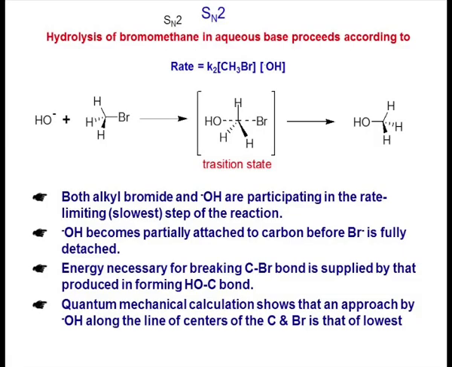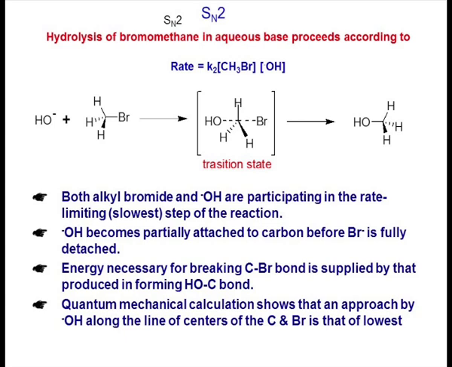So, SN2 hydrolysis of bromomethane in aqueous base proceeds according to the rate = k[CH3Br][OH minus]. Let us take an example. Is it so? How does it happen? CH3Br when treated with OH minus forms a transition state like this, and then it gives a product. What is happening? The bromine has left, OH has entered. Both alkyl bromide and OH are participating in the rate limiting, that is slowest step of the reaction. That is why both the substrate and the nucleophile concentrations are considered in the rate determining step.